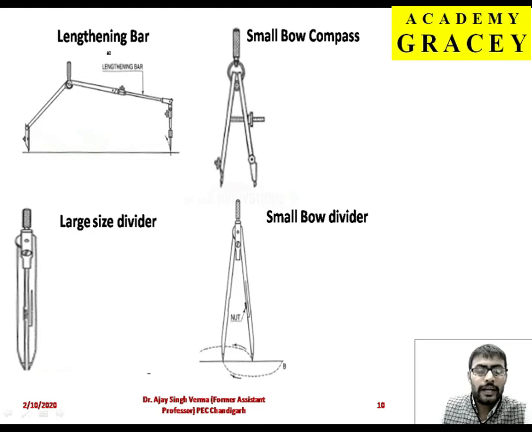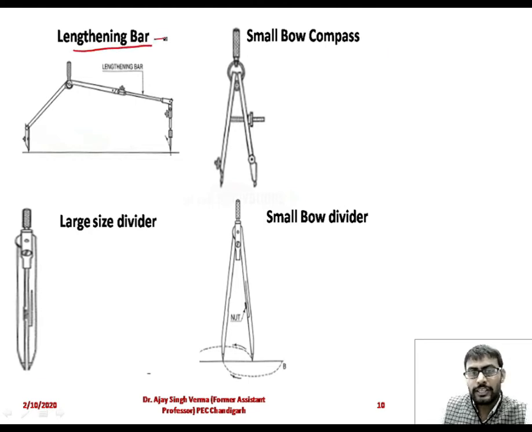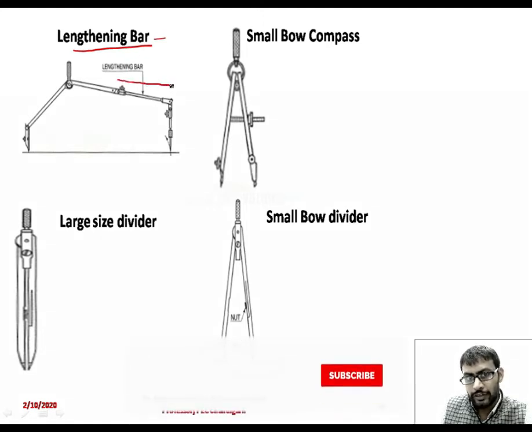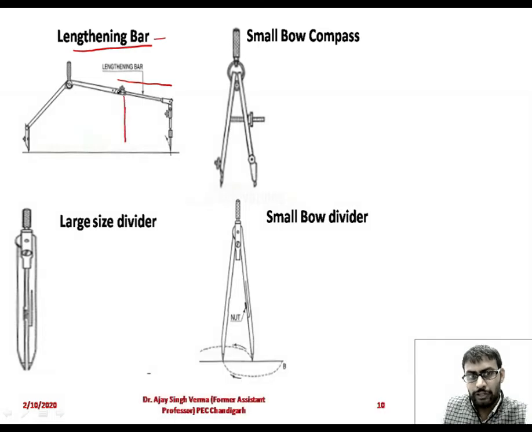In your next slide, you can see the next drawing instrument, your lengthening bar. Why do we call this the lengthening bar? Basically, in large size compasses, this lengthening bar is not there. Only bending from this side is there. But in your lengthening bar compass, this lengthening bar is provided extra, and from this the bend is there. And you can see both bends are parallel to each other.